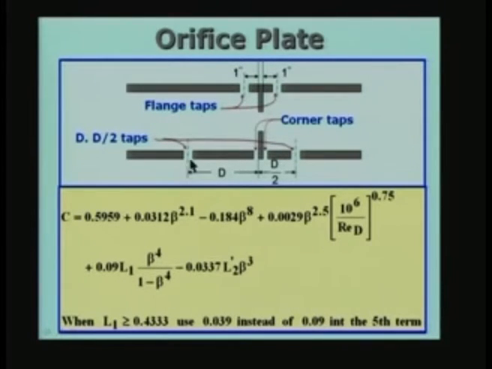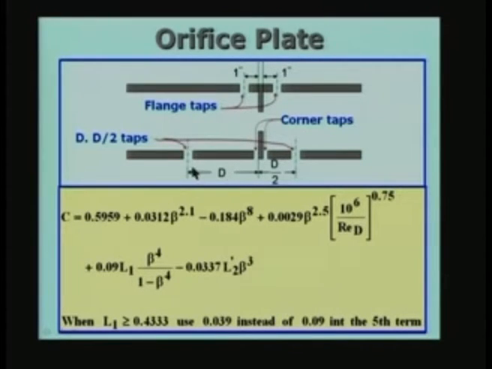So what is this tap I am talking about? It is a small diameter hole, normally 1 to 3 millimeters in diameter, to which one of the manometer legs is connected and the other manometer leg is connected to this. That is essentially what it is.